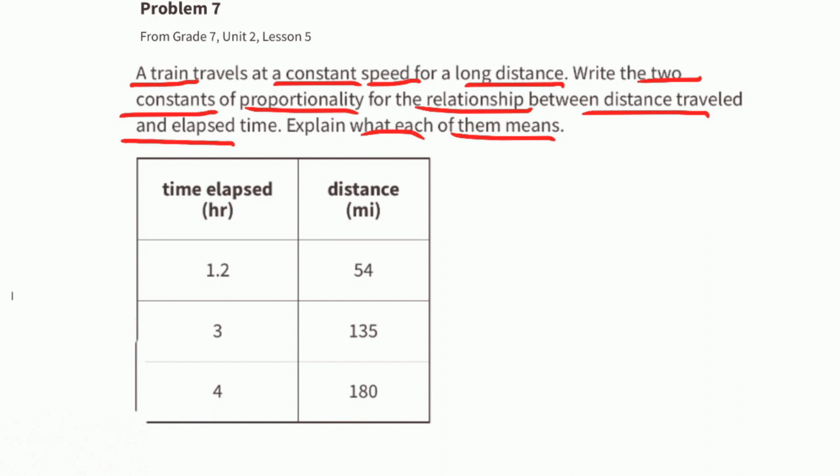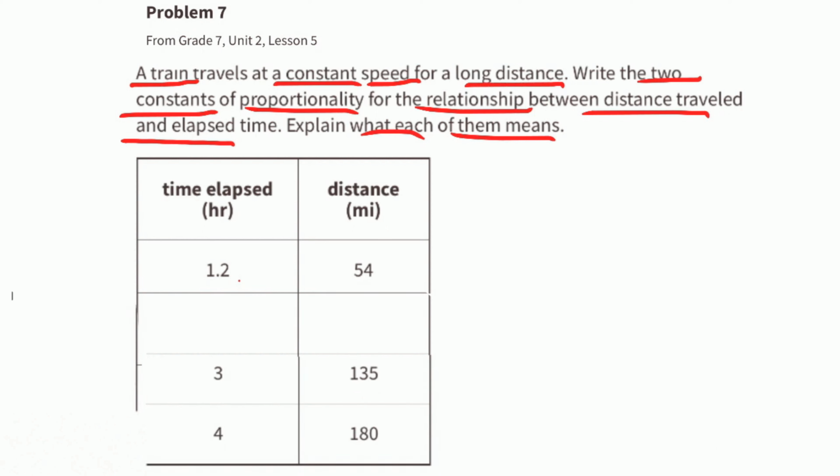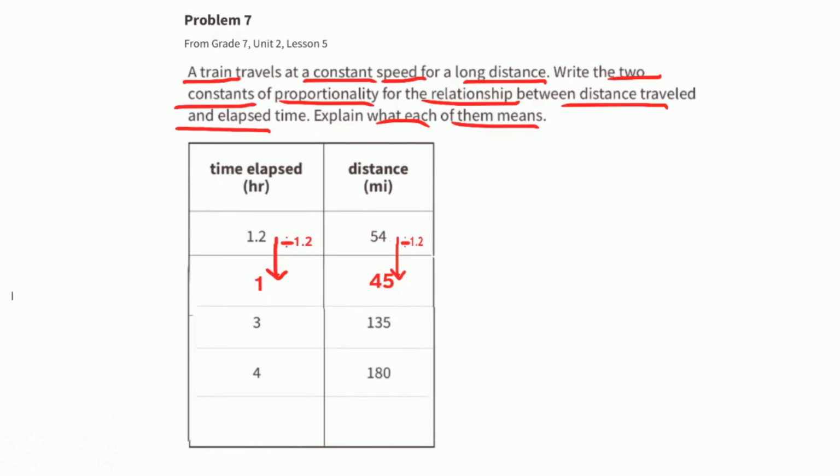Problem number 7 from 7th grade, Unit 2, Lesson 5. A train travels at a constant speed for a long distance. Write two constants of proportionality for the relationship between the distance traveled and elapsed time. Explain what each of them means. If we divide 1.2 hours by 1.2, we'll get 1 hour. And since we divided time elapsed by 1.2, we need to divide distance by 1.2. So 54 divided by 1.2 is 45.